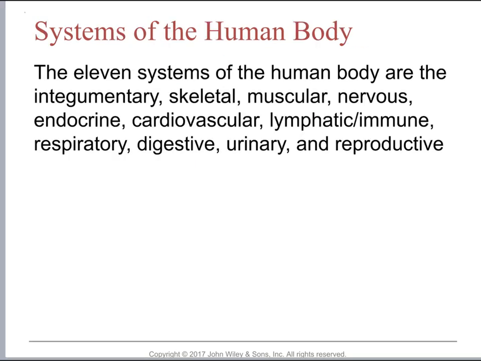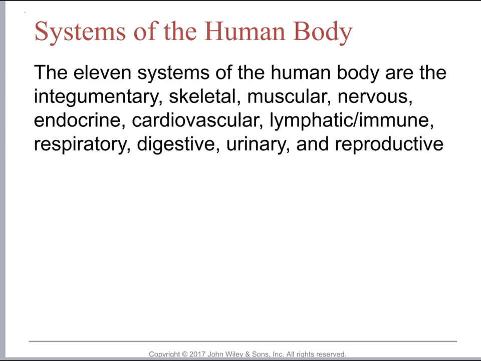Systems of the human body. There are 11 systems of the human body. This includes the integumentary system. This is our skin. Our skeletal system, bones. Muscular system, muscle. Nervous system, nerves. Endocrine, hormones. Cardiovascular system, heart, blood vessels, movement of blood throughout the body.